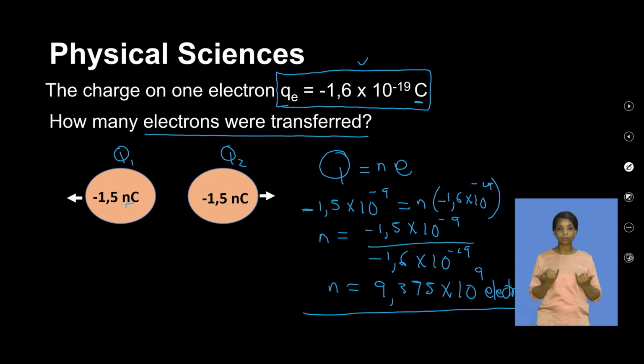When you do the same calculation based on the number of electrons lost by Q2, you would get the same answer, because the number of electrons lost is equal to the number of electrons gained, right?